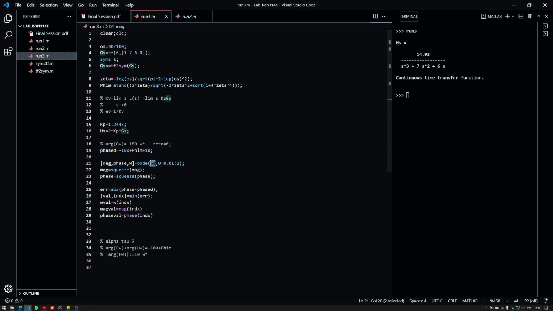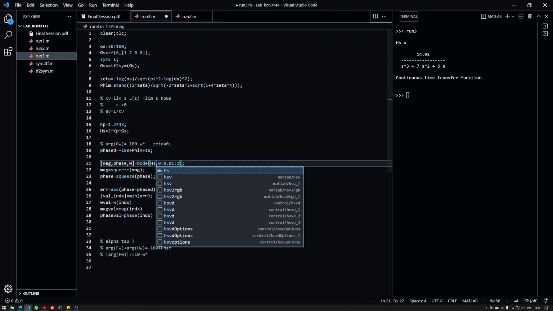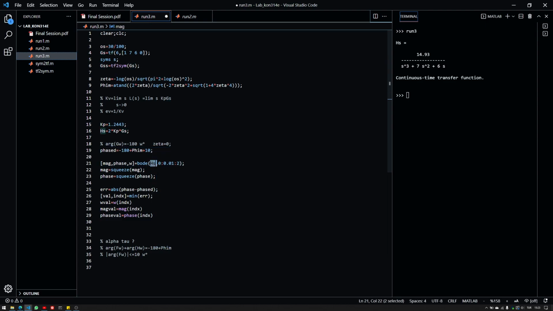But be careful, I'm not using the actual plant, but I'm using the modified plant, which I've defined here, which is basically 2 times kp times G(s).